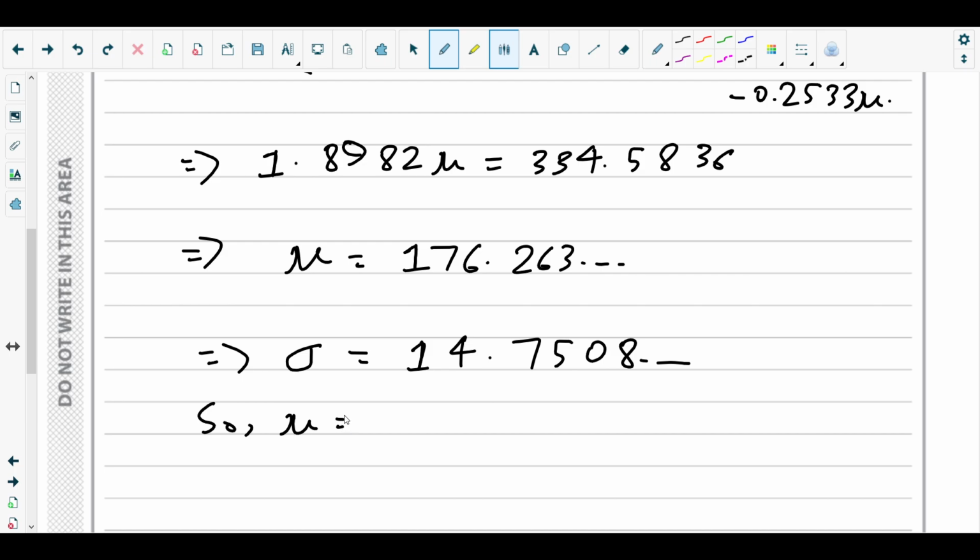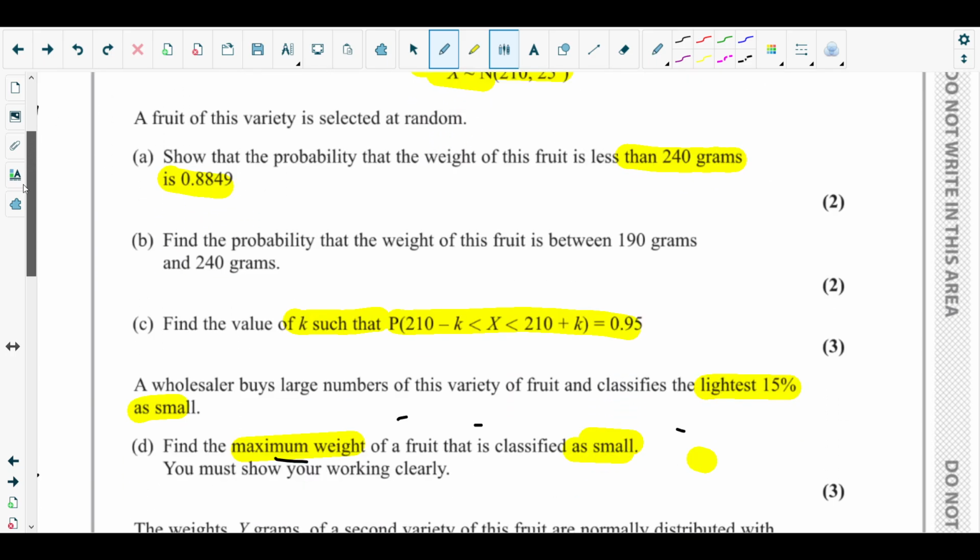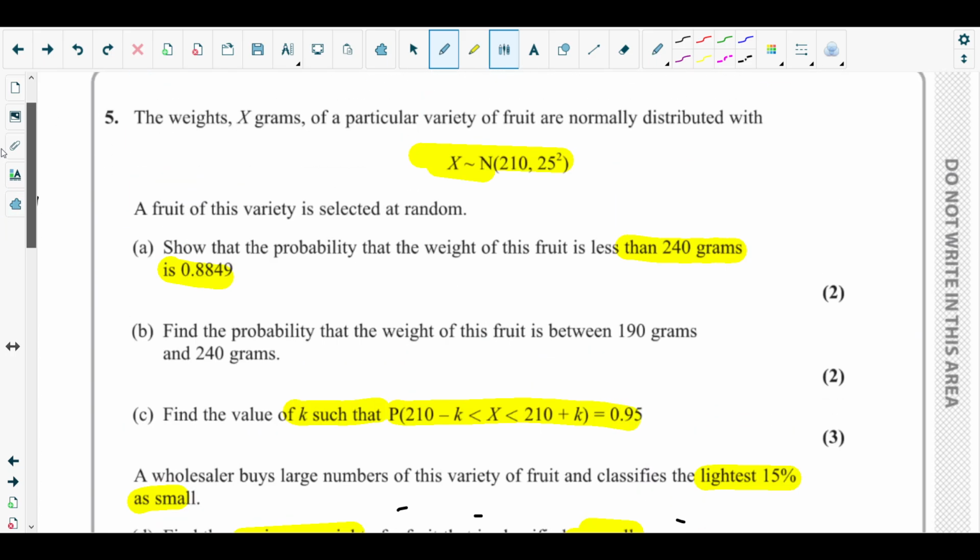How many decimal places should we consider? 3 significant figures, or you can consider 1 decimal place since it is an irrational number. So consider 1 decimal place, which is 176.3 for mu, and the sigma is basically 14.8. Done. So this is the value for the sigma and the mu, the mean of the Y variable. And that's all about question number 5 from the October 2023 Statistics 1 paper. That's it.